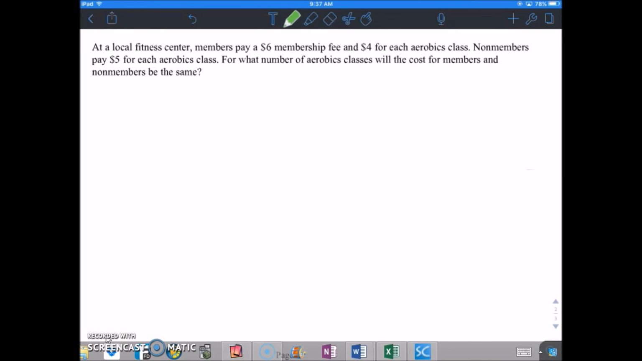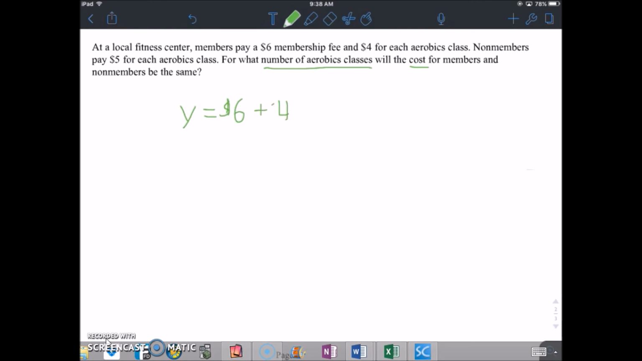Our last question is, at a local fitness center, members pay a $6 membership fee and $4 for each aerobics class. Non-members pay $5 for each aerobics class. For what number of aerobics classes will the cost for members and non-members be the same? So our two variables are number of aerobics classes and cost. The cost for members is Y, so cost equals $6 membership fee, a one-time cost, plus $4 times aerobics classes, which I'm going to call X. For non-members, it's just $5 per class.